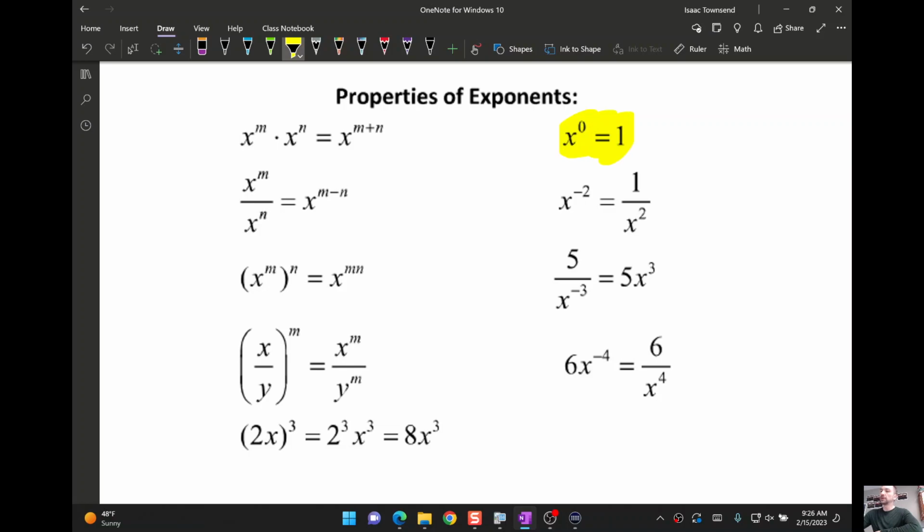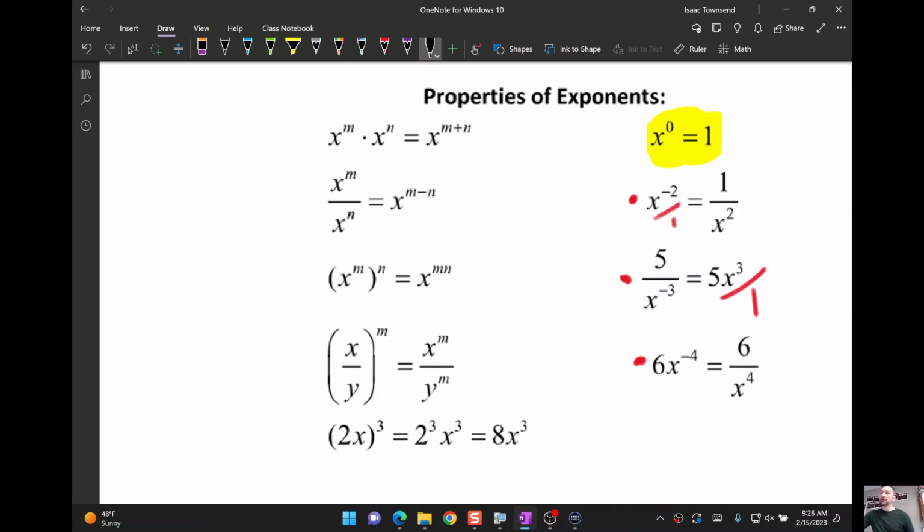So I've said this one a few times already today, and I'll say a lot for the next few weeks. Anything to the 0 power is 1. Also on the front page, we talked about how to deal with the negative exponent. A negative exponent in the numerator is the same as a positive exponent in the denominator. A negative exponent in the denominator is the same thing as a positive exponent in the numerator. And then there's just one more example. So those are all saying the same thing, really, how to deal with negative exponents.